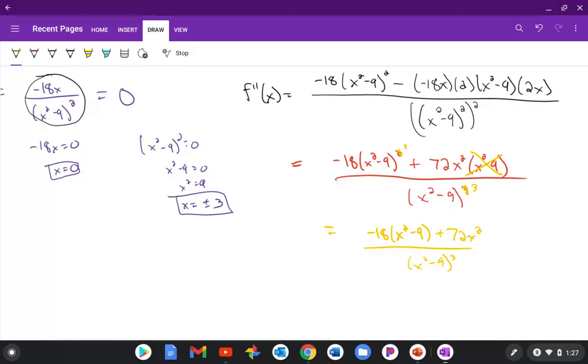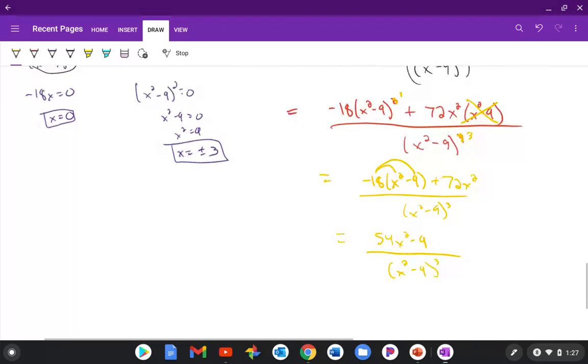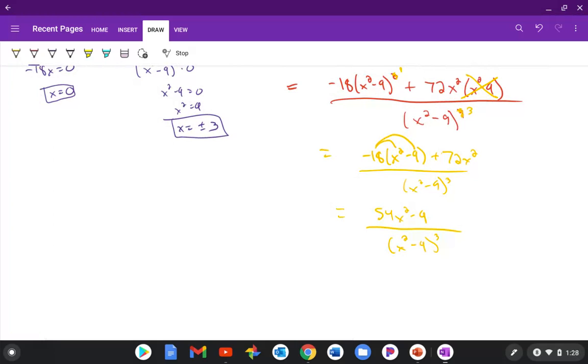I'm just going to go a step further and combine some top there. We can now distribute since that 2 went away. We get negative 18x squared. So we could just combine the 72x squared and the negative 18x squared, so just do 72 minus 18. We get 54x squared minus 9 over x squared minus 9 cubed. All right. Now we can plug in our 3 critical numbers.